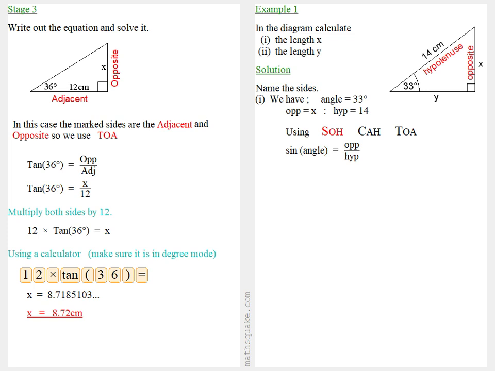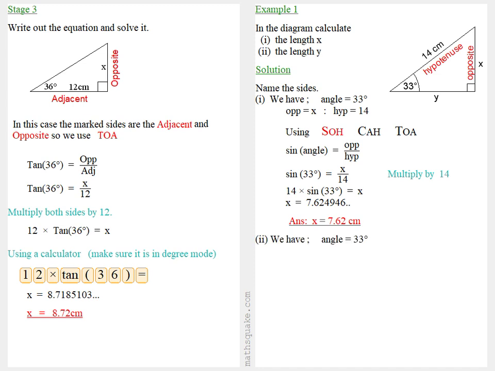Sine is opposite over hypotenuse. So the sine of 33 degrees is x over 14. And we multiply by 14. This gives 14 times sine 33 equals x. We type in 14 times sine 33 and the calculator shows 7.624946. So to round it off to three significant figures, our answer is x equals 7.62 centimetres.